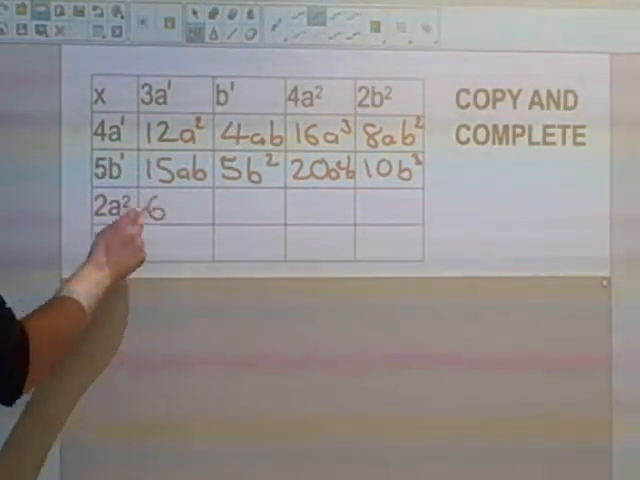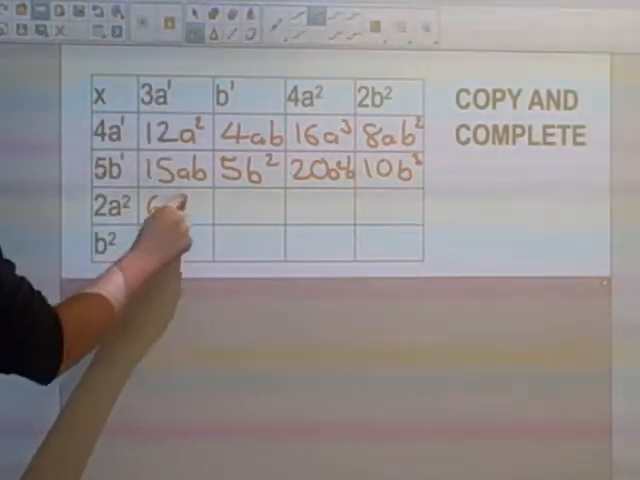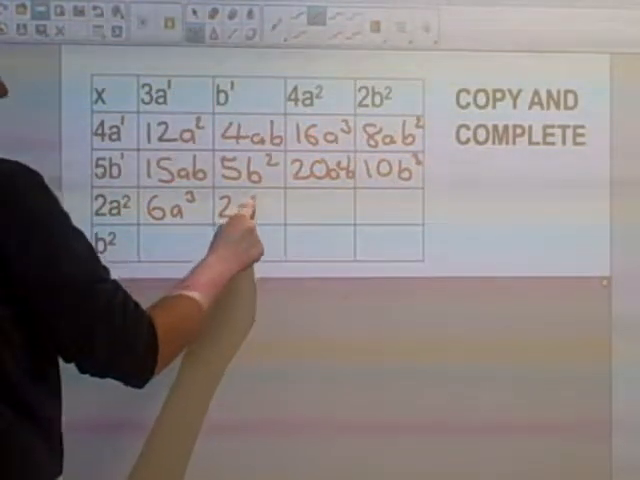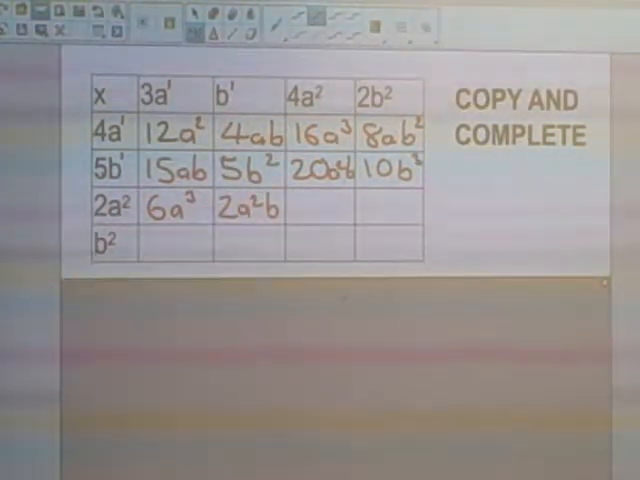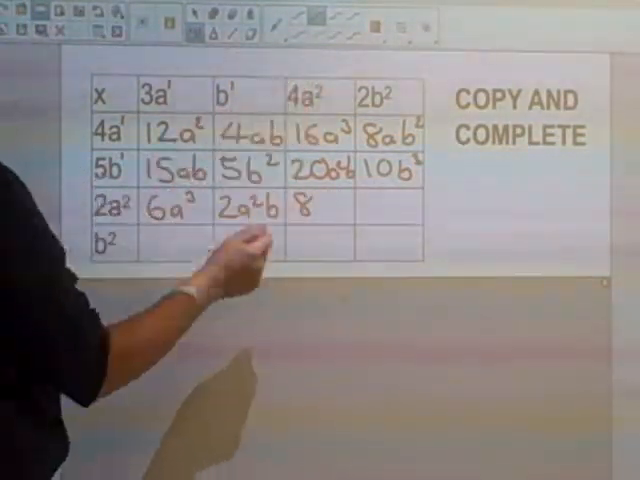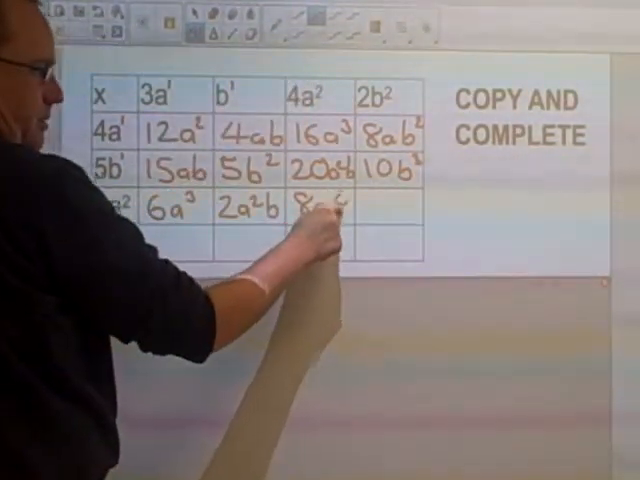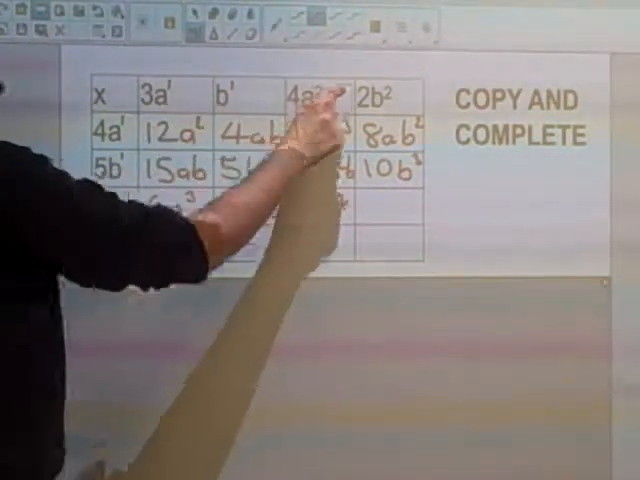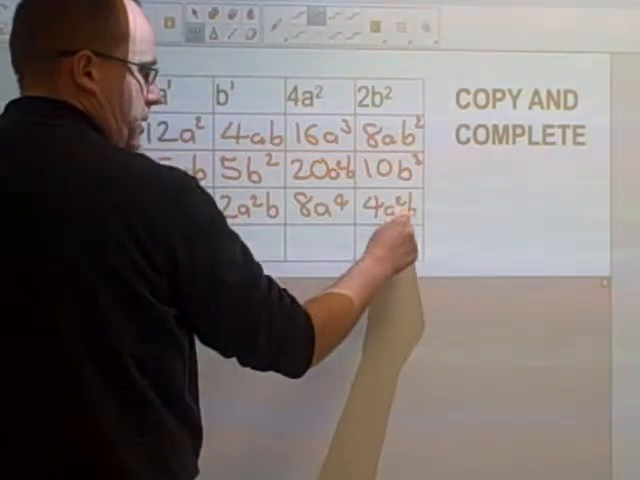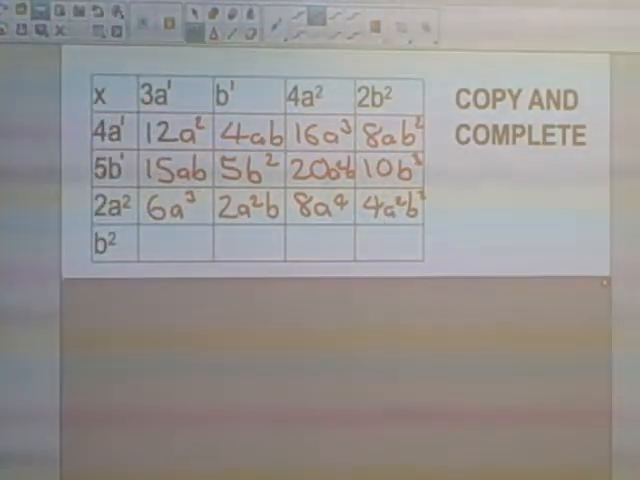2 times 3 is 6. A squared and a to the 1, same letter, so add the exponents. 2a squared and b, these are different letters, so we're not going to add the exponents, just make sure they're in alphabetical order. 2 times 4 is 8. A squared times a squared, same letter, so add the exponents. 2 plus 2. And 2 times 2 is 4. A squared and b squared, just make sure they're in alphabetical order, they'll be different letters.